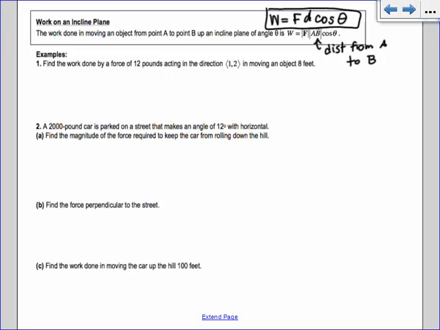So it says find the work done by a force of 12 pounds. Oh, whoops. We're going to skip this one for now. I think that's phrased funny. The ones in your MyMathLab are like this.